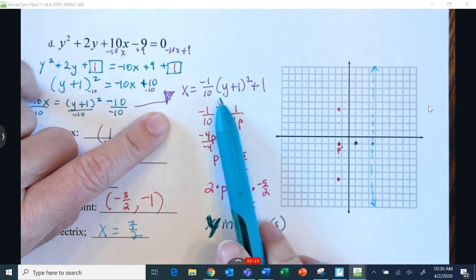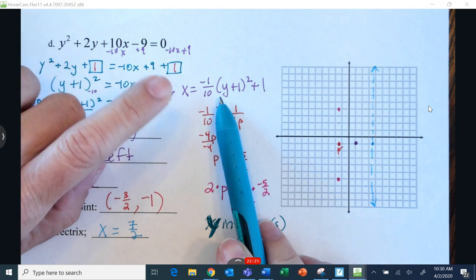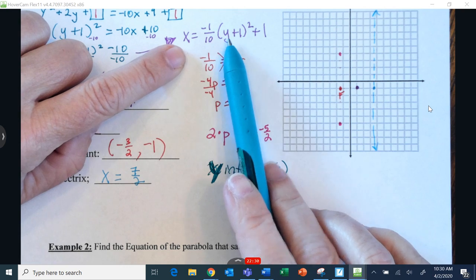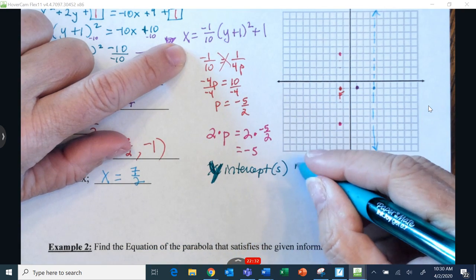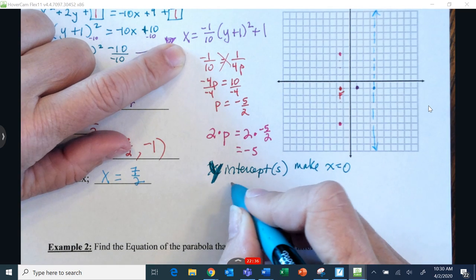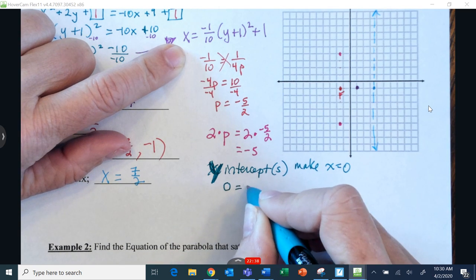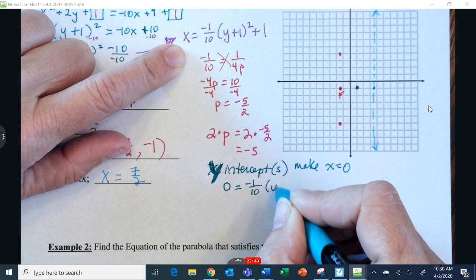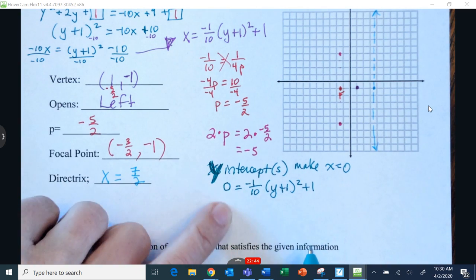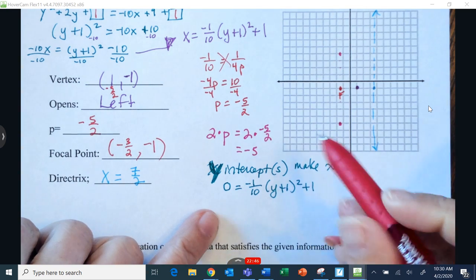Now, you can do it with the original, and you can solve it a different way than I'm about to solve it. But I'm going to do it with this vertex form equation. I'm going to make x equal 0, and then I'm going to solve for y. So I'm going to put 0 in for x, and we're going to solve for y. So subtract 1.